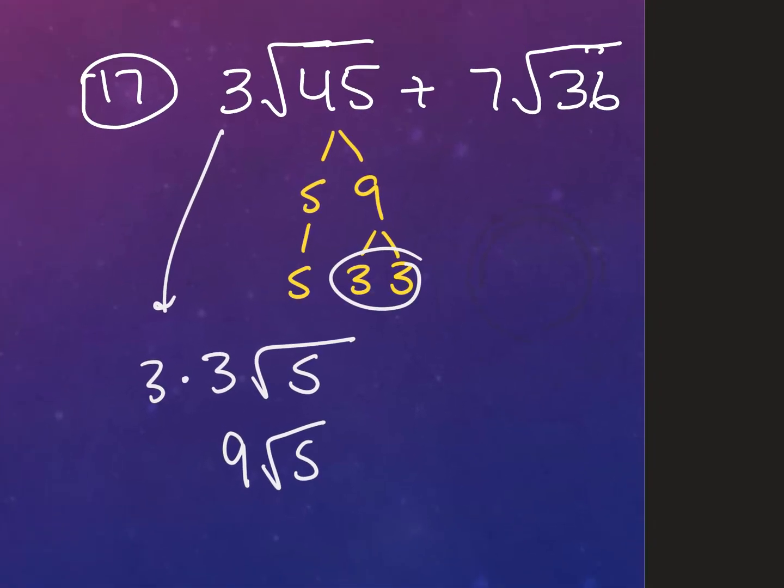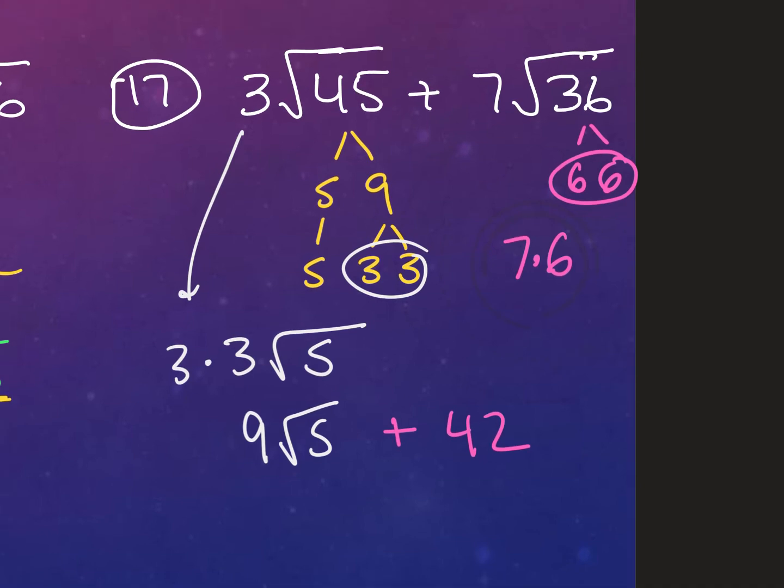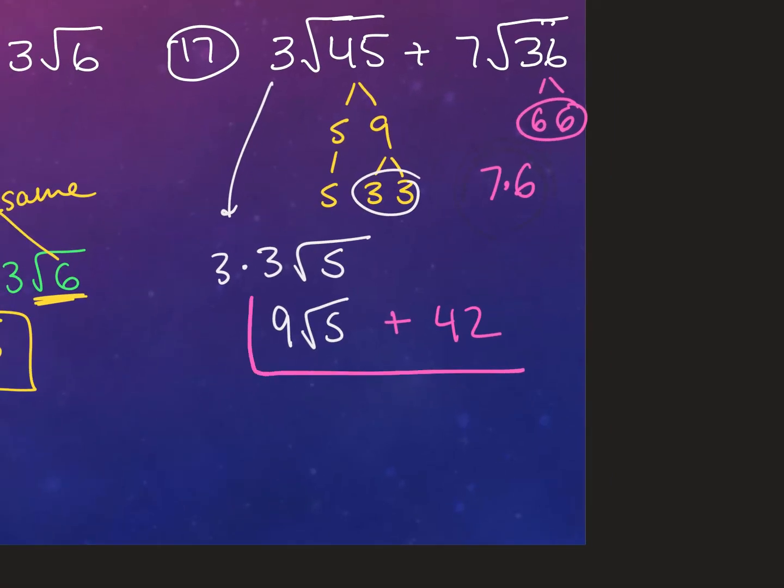Now let's break down the other one. What are 2 factors of 36? 6 and 6. Do I need to keep breaking these down? No, because I have a pair, so I could just circle it here. So what's going to come to the outside? 6. And what do I do with the 7 that was already on the outside? Multiply. So what's 7 times 6? 42. Can I add these together? Nope. They do not have the same radical, so I can't add them, so this would be my answer.